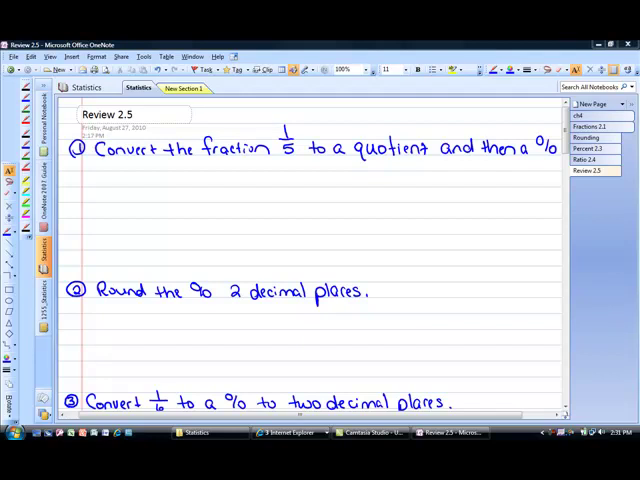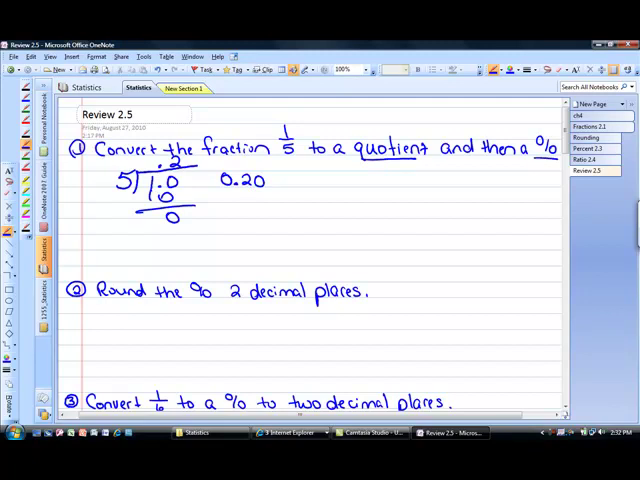We're going to complete the following calculations. Convert the fraction 1/5 to a quotient, and then we're going to convert it to a percentage. The first thing we're going to do is divide 5 into 1. If we calculate this manually, 5 divided into 1, we have 0.20. We have the quotient calculated.